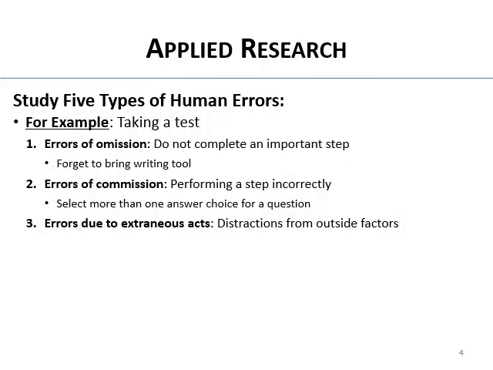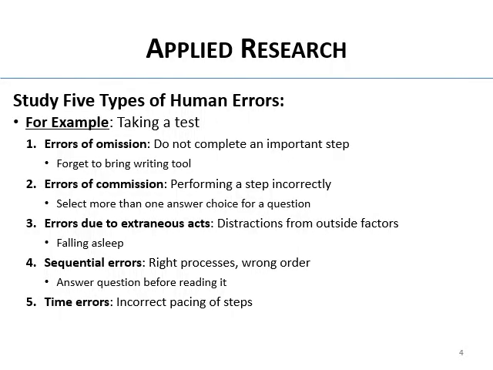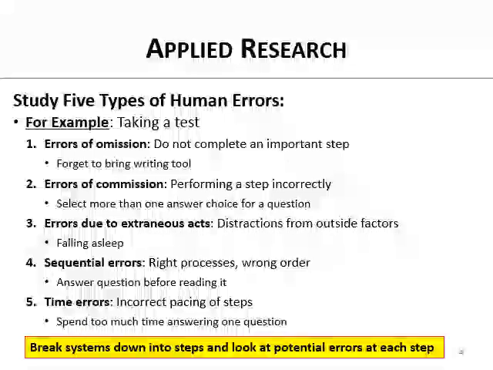You can also have errors due to extraneous acts, so distractions, for example, or being too tired. If you stayed up too late studying and ended up falling asleep during the test, that would be an error due to extraneous acts. Then there's sequential errors where you do the right processes, but you do them in the wrong order. That'd be like answering a question before you read it, then reading it, I guess. That would be the sequence is wrong. And time errors. Time errors is when you incorrectly pace. This is one of my problems. You spend too much time answering one question, for example. That would be a time error.